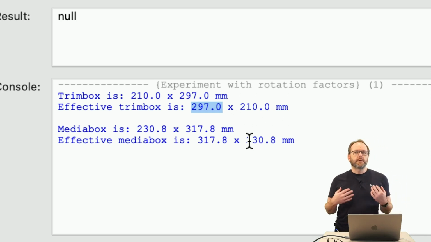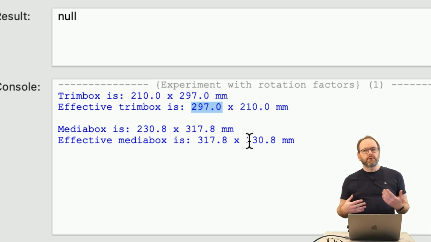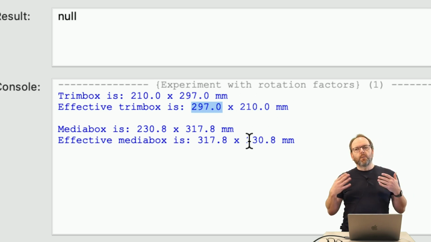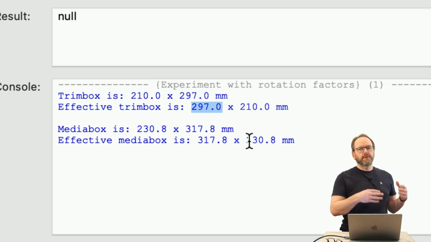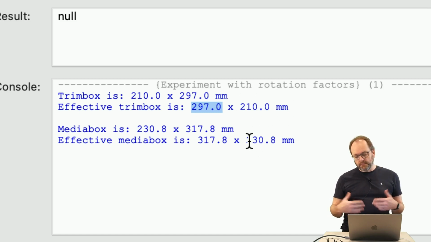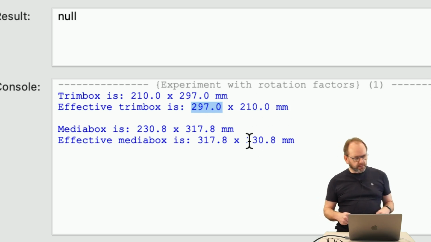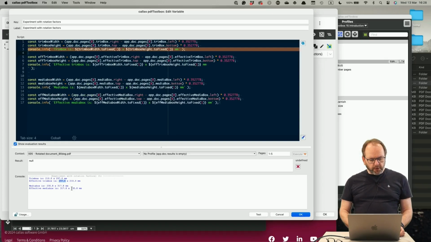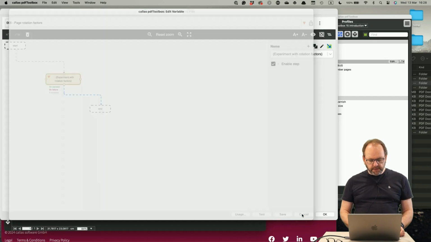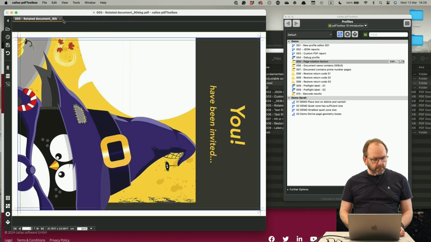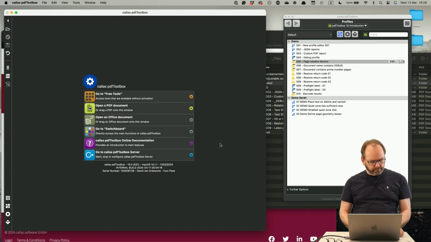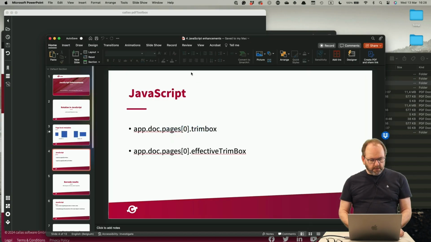If you need the rotated document, so if you need information about the document where the user unit has been taken into account and where this rotate key is taken into account, then use the effective trim box, effective bleed box, and so on. There are properties for all of these boxes that you can use. So small thing, but if you need this, it can be very useful. Okay. That was one to get us started.